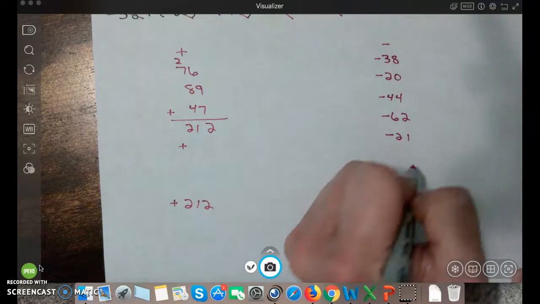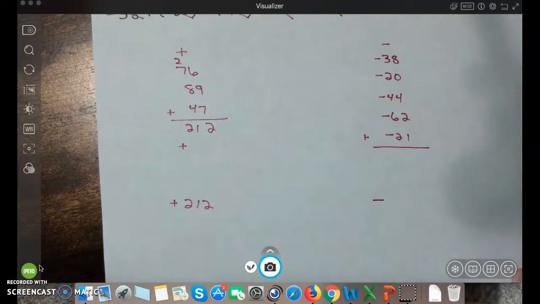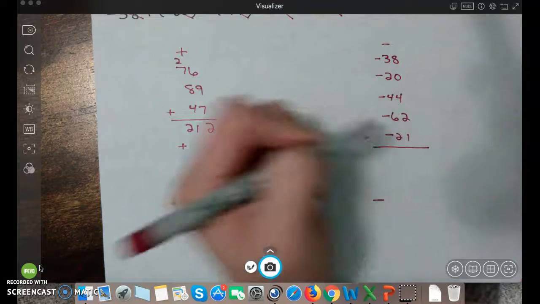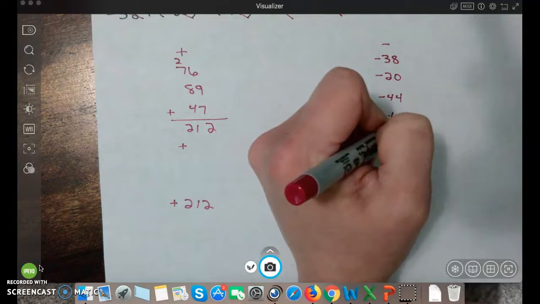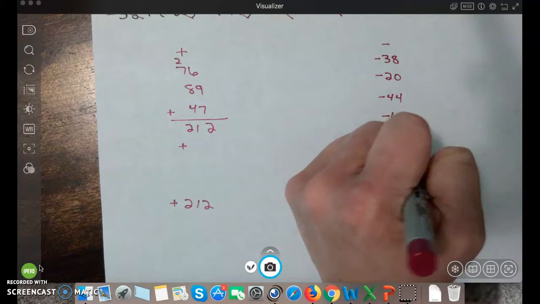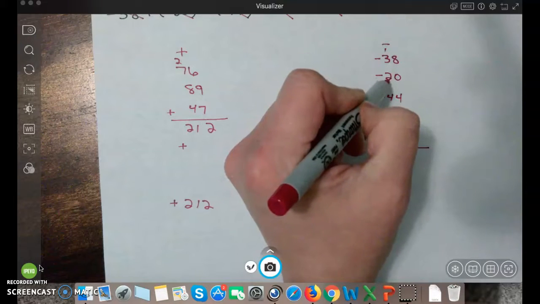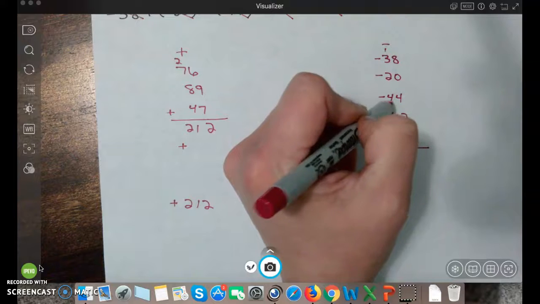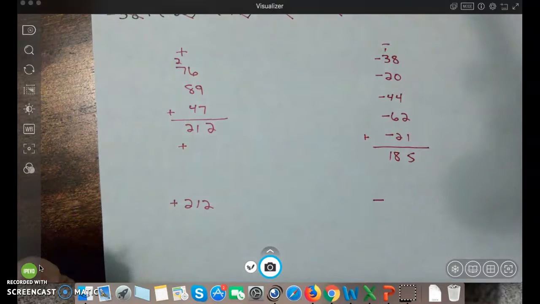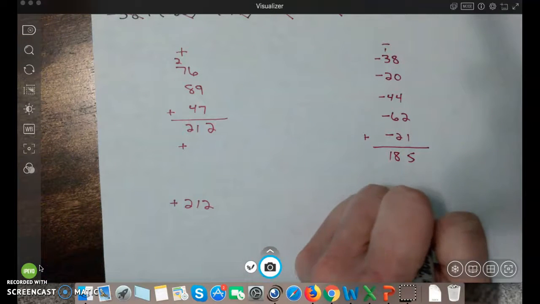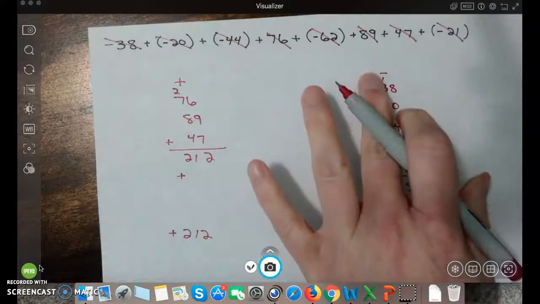Now I'm going to take my negatives, and because they're all negatives, I'm still going to add them, but this time my answer is going to stay negative. So let's add up all of these negative numbers here. So I'm going to go with 8 and 4 is 12, plus 2 is 14, plus 1 is 15. Carry the 1. And then we have 1 and 3 is 4, 5, 6. And then 6 and 10 is 16, 17, 18. So I get a negative 185.